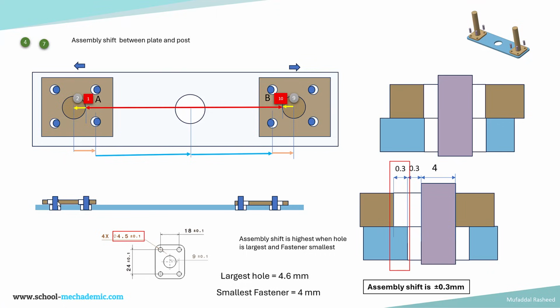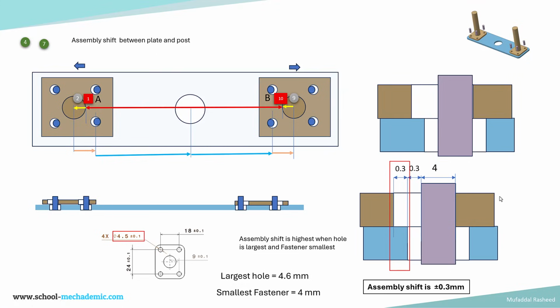So because of that, you can see that there is some amount of assembly shift which has taken place, and that assembly shift is calculated over here. So this is the situation in which the fastener is at the center of both the clearance holes, and this is a situation in which it contacts the edge of the post clearance hole.